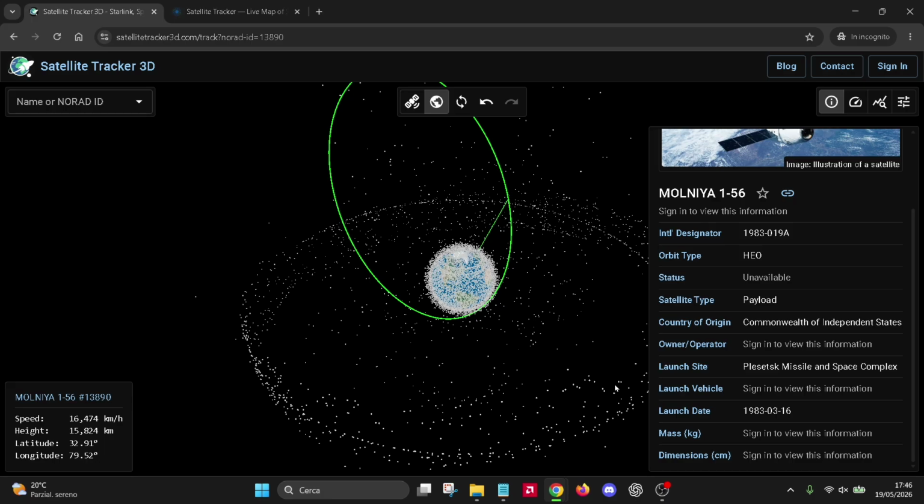SatelliteTracker3D makes these orbital layers easy to visualize. When viewed in motion, the architecture of space infrastructure becomes remarkably clear. Low Earth orbit appears crowded and dynamic. Geostationary orbit forms a distinct ring around the planet. And polar orbiting satellites repeatedly pass over high latitudes to scan the entire Earth.